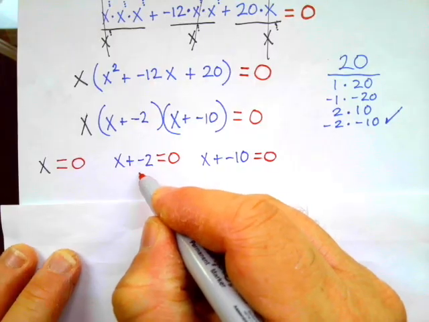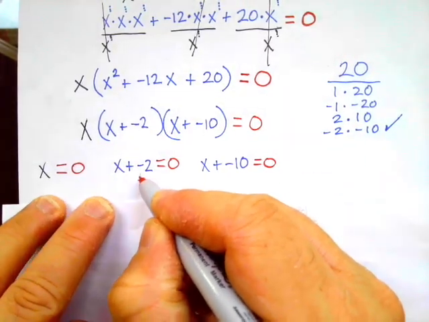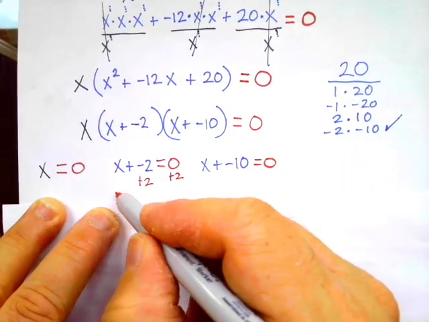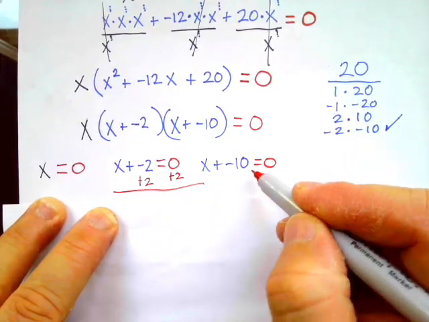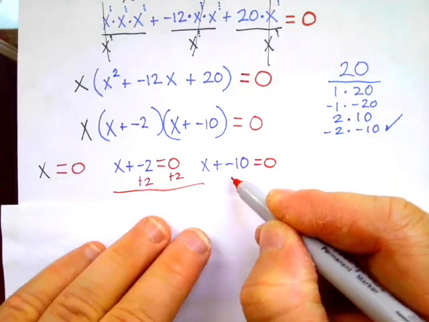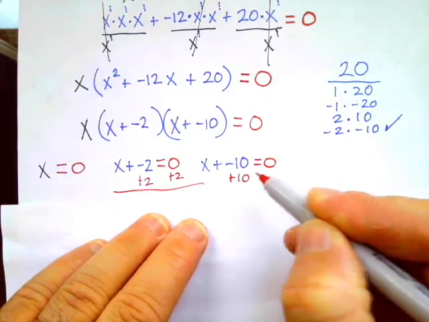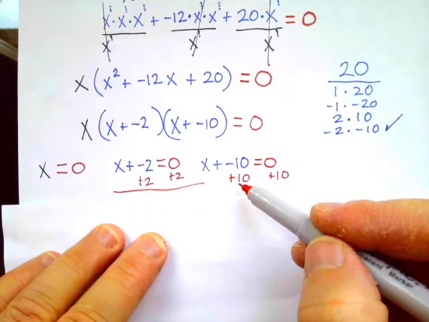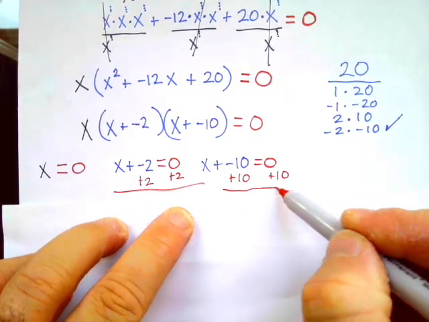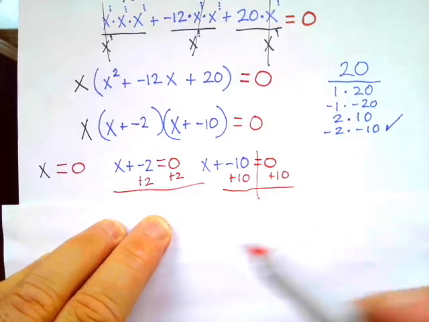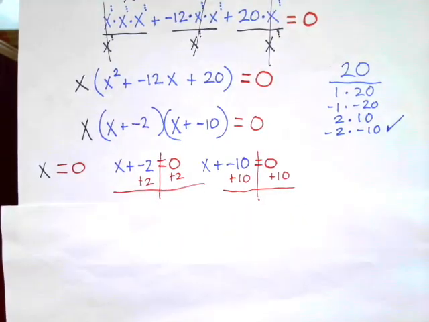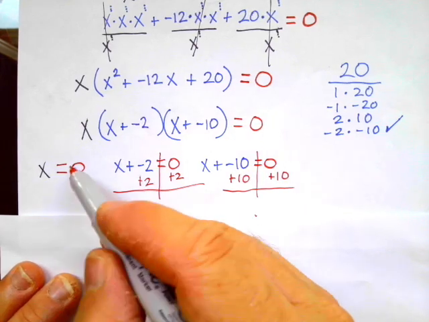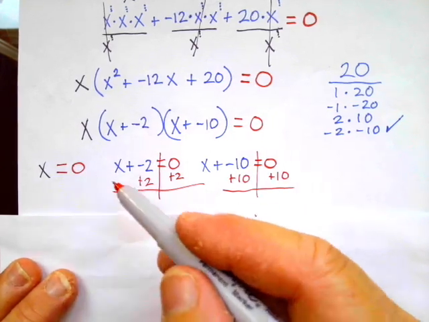What's the opposite of a negative 2? That's a positive 2. And then what's the opposite of a negative 10? It's a positive 10. What you do to the left side of the equal sign, you're going to do to the right side as well. You want to balance your equations. And so let's see. X already equals 0 here. This is one of my answers.